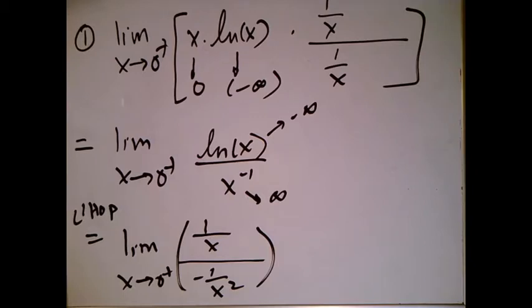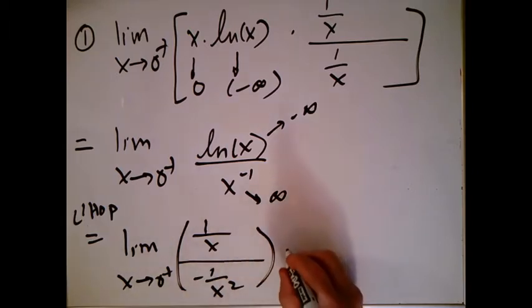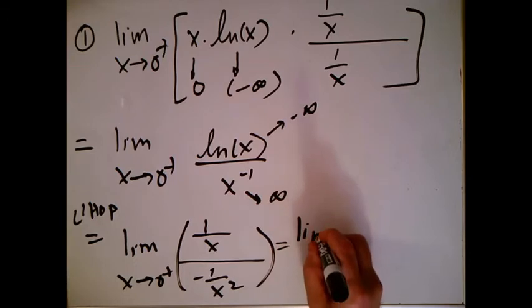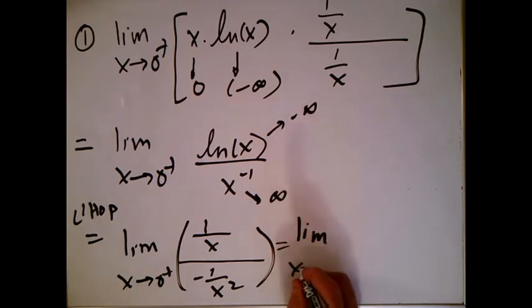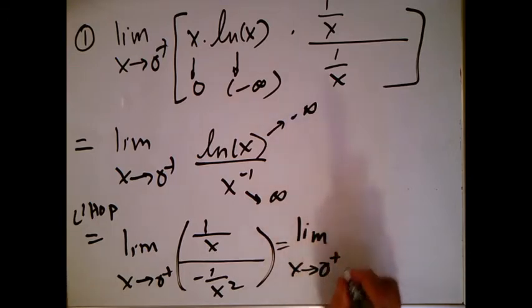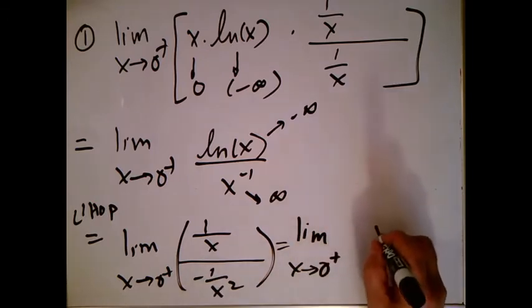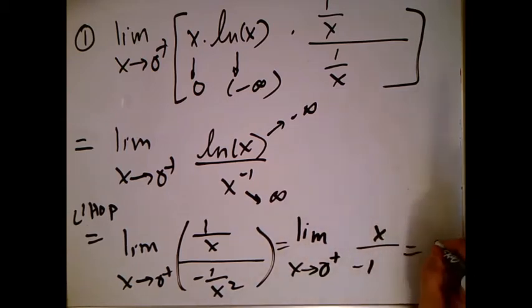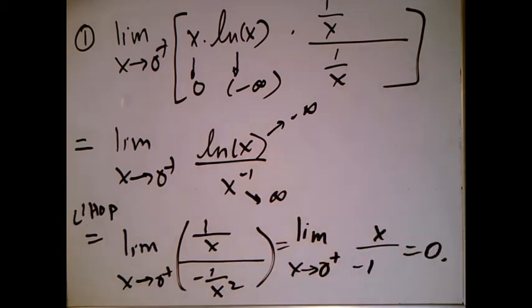What am I going to do with this? Well, I'm going to do what we did back in chapter 2. I'm just going to multiply the top and bottom by x squared before I take the limit, because I can't take the limit as it sits. So limit as x arrow 0 plus. Multiply the top by x squared, I get x. Multiply the bottom by x squared, I get negative 1. And now I can just plug in, and finally we get 0.